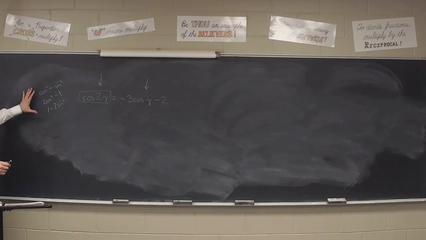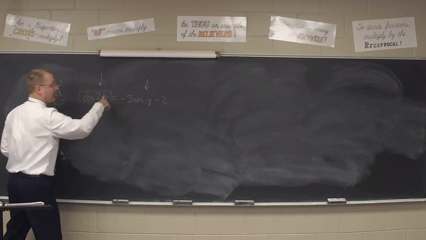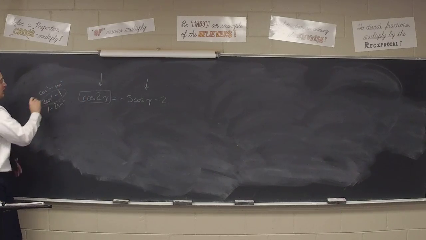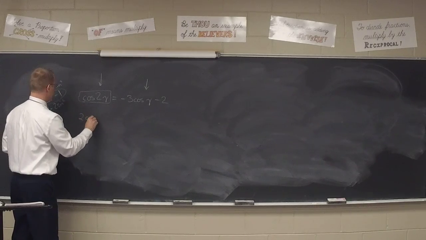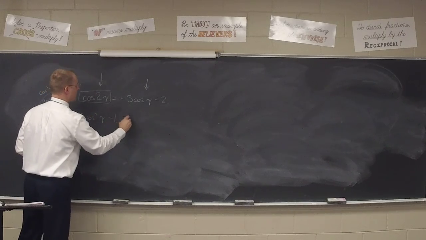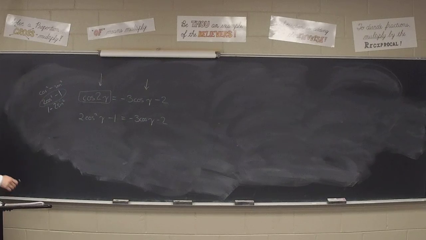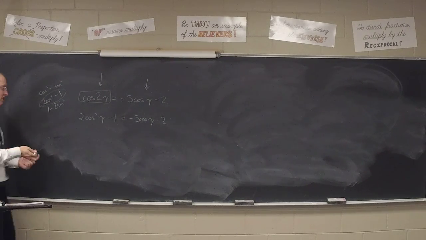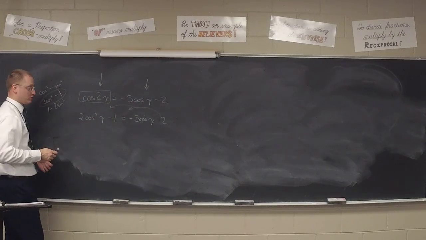Again, your strategy is which of these is the best choice, because this side only has regular cosines. Let's go with the one that only has cosines, not sines as well. Does that make sense? So that gives me 2 cosine squared gamma minus 1 equals negative 3 cosine gamma minus 2. Now it's a quadratic. Set it equal to 0. Let's bring everything over here. What is it simplified down to, Ethan?